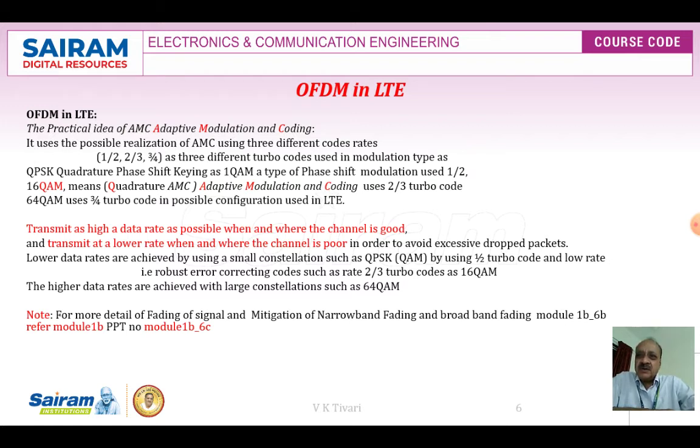Transmit at as high a data rate as possible where the channel is good, and transmit at a lower rate where the channel is poor. This is the strategy of the OFDM technology of LTE in order to avoid excessive dropped packets. Low data rates are achieved by using small constellations such as QPSK with the 1/2 turbo code, and low-rate robust error correcting codes such as the rate 2/3 turbo code with 16 QAM. The higher data rates are achieved with large constellations such as 64 QAM with the 3/4 code.